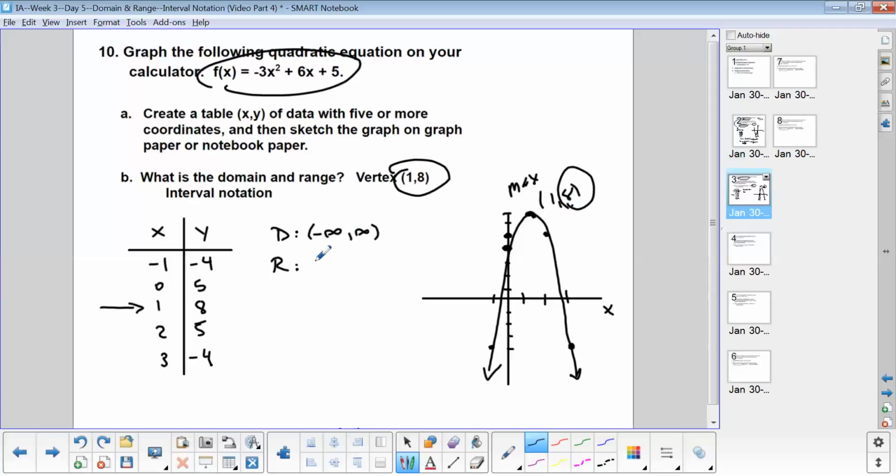So the first number or representation in the parentheses for domain and range represents your least amount. Well, the least amount is going this way forever, so that would be negative infinity. And then it's going to increase, and it hits a maximum of 8, and we include it. So there's my domain and range. Here's my data table. Here's my graph.